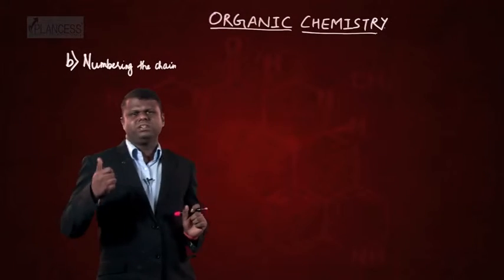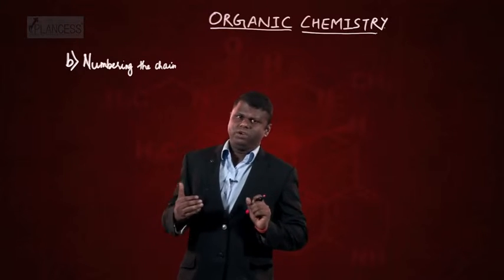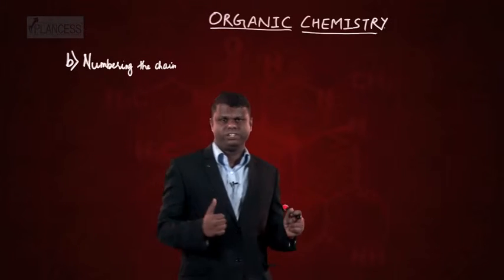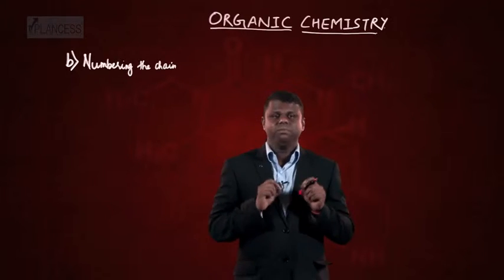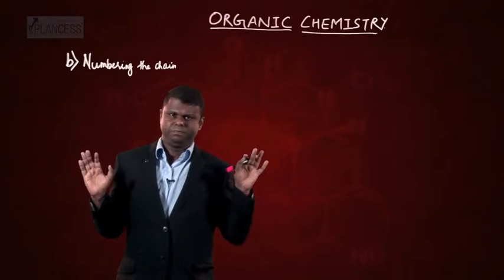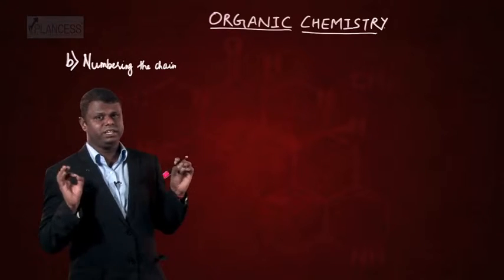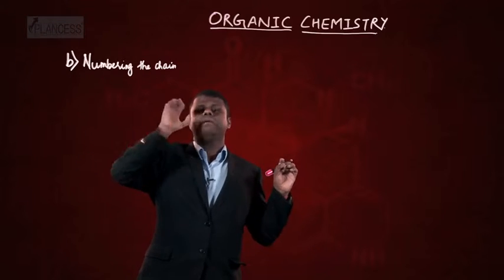The next rule is numbering the chain. Now we know how to select the longest chain. The longest chain has to contain the maximum number of carbon atoms, and it has to be a continuous chain. That is the most important thing you are supposed to remember. And then we have to start numbering the chain.